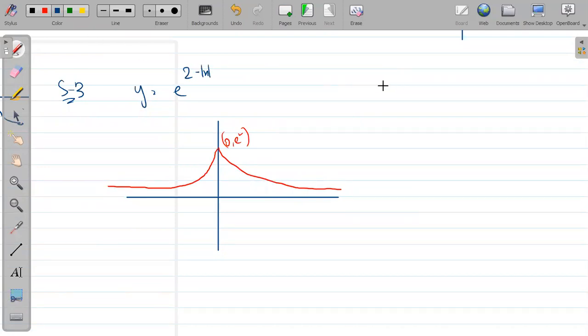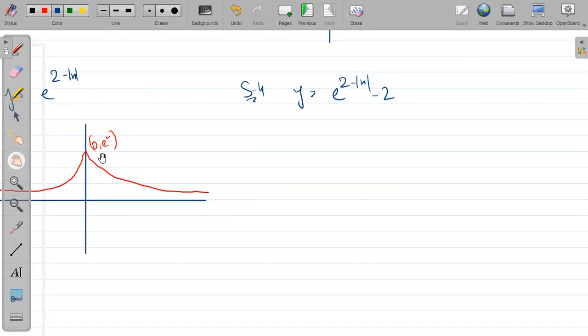So step 4 I am writing here. You just observe it. Minus 2. Just hold the graph. This point is e². e² is 2.7 times 2.7, it's around 7 point something. From 7 point something, if you subtract 2, it will go down only a little. Okay, fine. Let's do it.